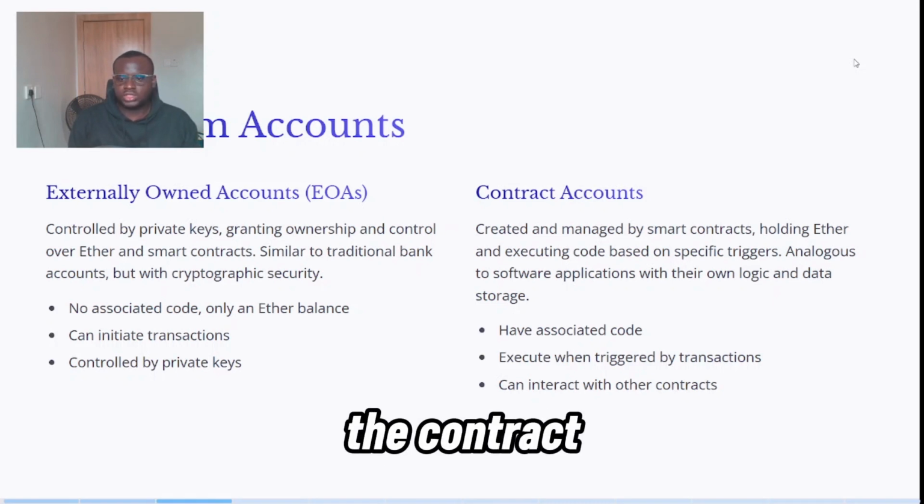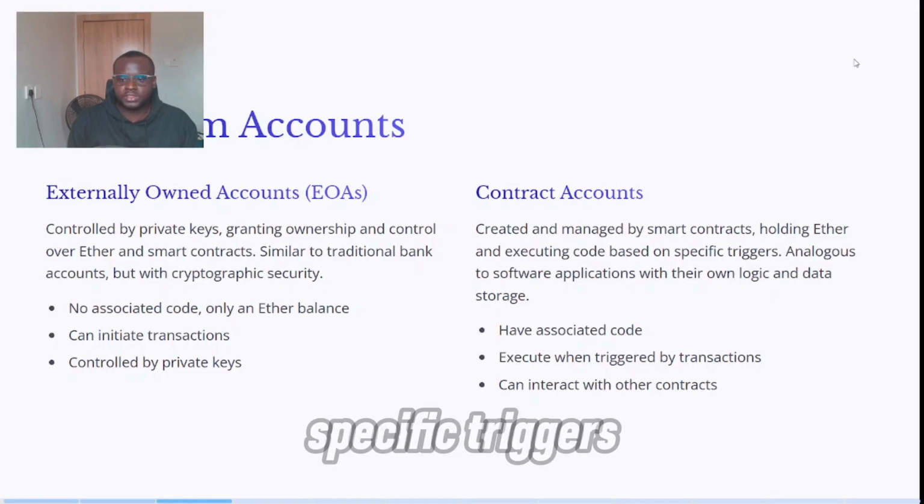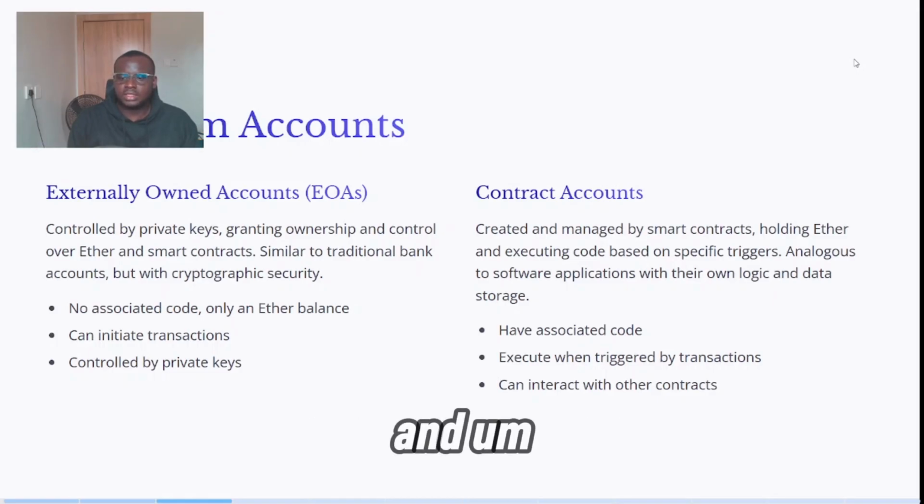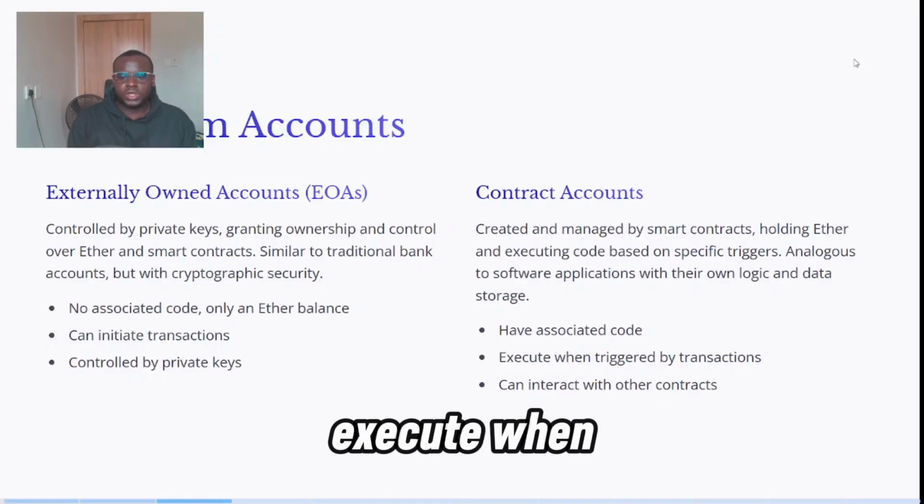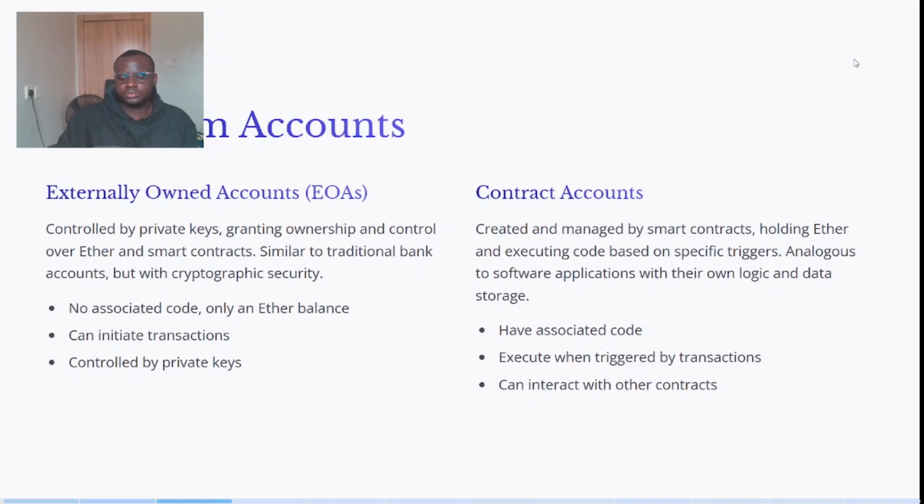Whereas the contract accounts are created and managed by smart contracts, which also hold Ether and execute code based on specific triggers. Like software applications, they have their own logic and data storage. So this has code, and like we know, this code executes when certain conditions are met. And these contract accounts can also interact with other contracts.